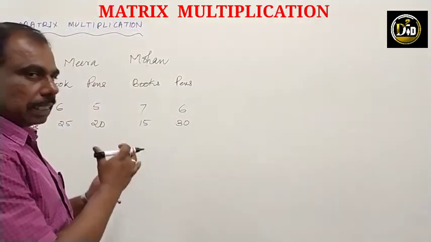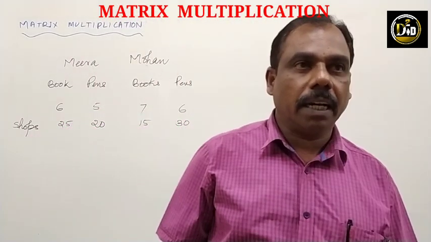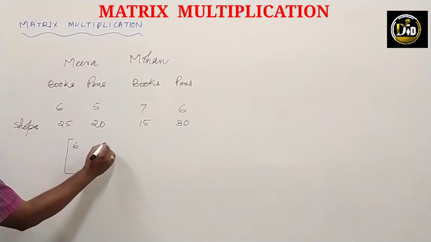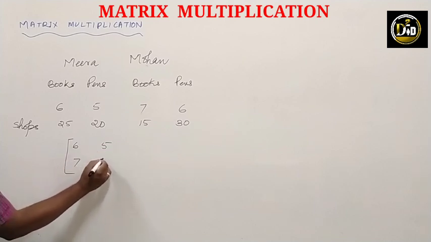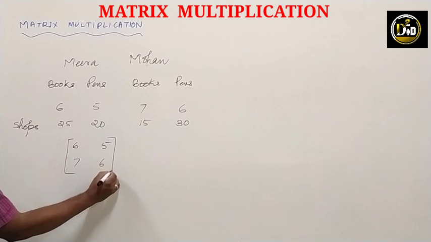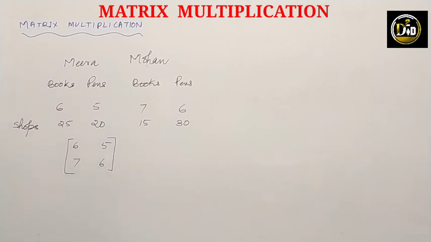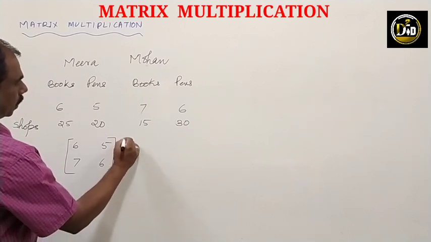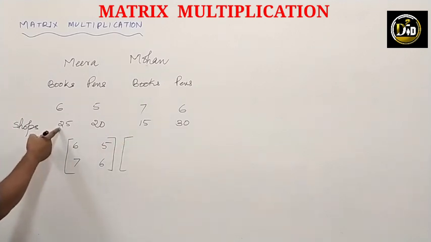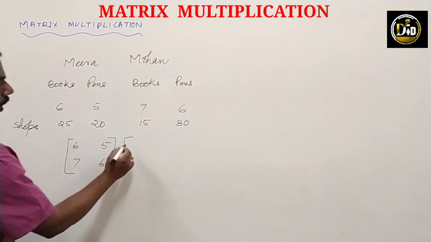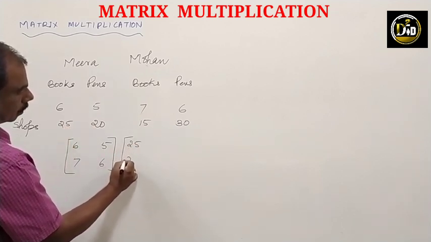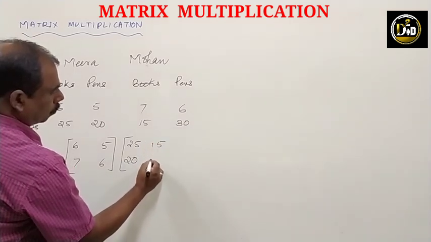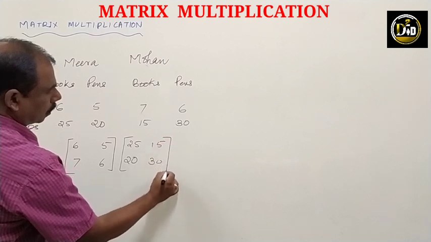So, if we present this data in a rectangular form, what you have studied earlier, 6, 5, 7, 6. And we know that the rate collected for each item, here it is 25 and 20, that is in shop 1. Whereas in second shop, the same is costing 15 rupees and 30 rupees respectively.